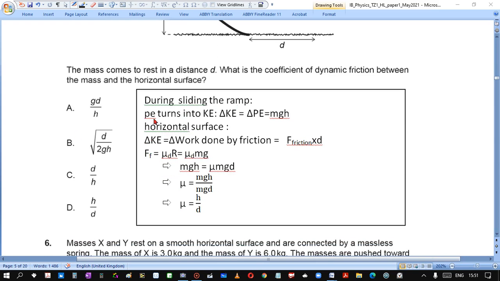During sliding down the ramp, potential energy turns into kinetic energy. It is smooth, so no friction. So the gain of kinetic energy is mgh. On the horizontal surface, this energy turns into heat because friction is working, and work equals force times distance. Dynamic friction is given by this formula from the booklet. The reaction is mg here because it is a horizontal surface. By rewriting the formula for mu dynamic, we get choice D.